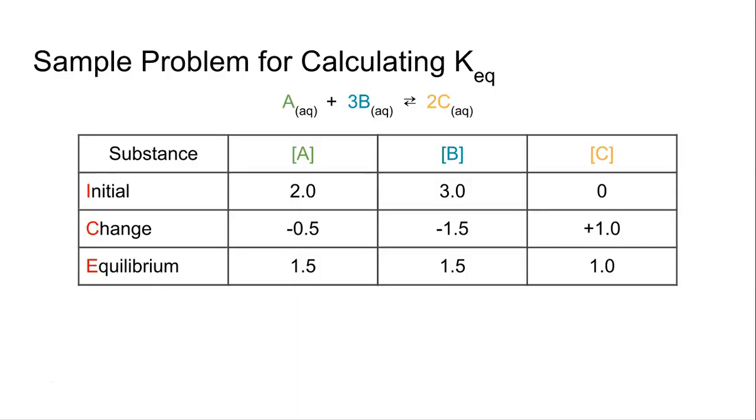So now we can perform the law of mass action. And if you look here, we just put their concentrations at equilibrium in the law of mass action. There's 1.0 for C on top, raised to the power of 2, 1.5 for A, raised to the power of 1, and 1.5 for B, raised to the power of 3. And when I calculate Keq for this, I get 0.296, which shows us that reactants are favored because Keq is less than 1.